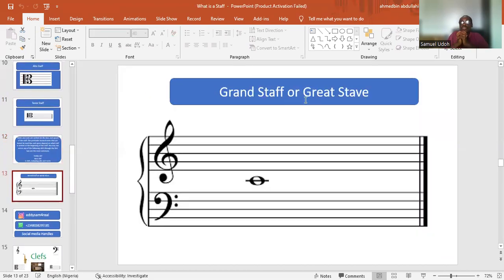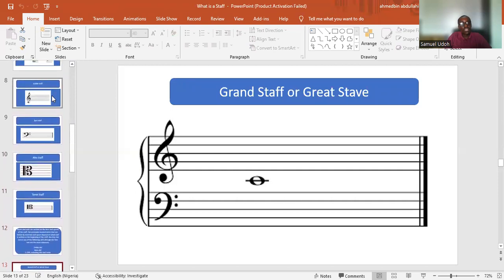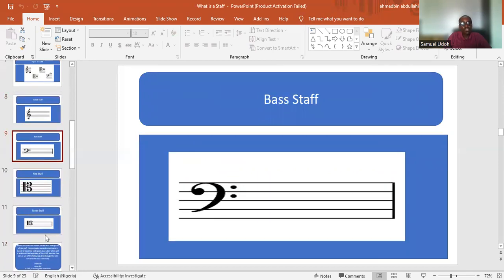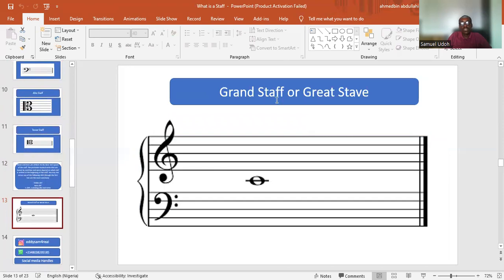Then another staff which we have is called the grand staff or the great stave. The grand staff is actually a combination of the treble staff and the bass staff. This is a brace here. This is a double bar line at the end.